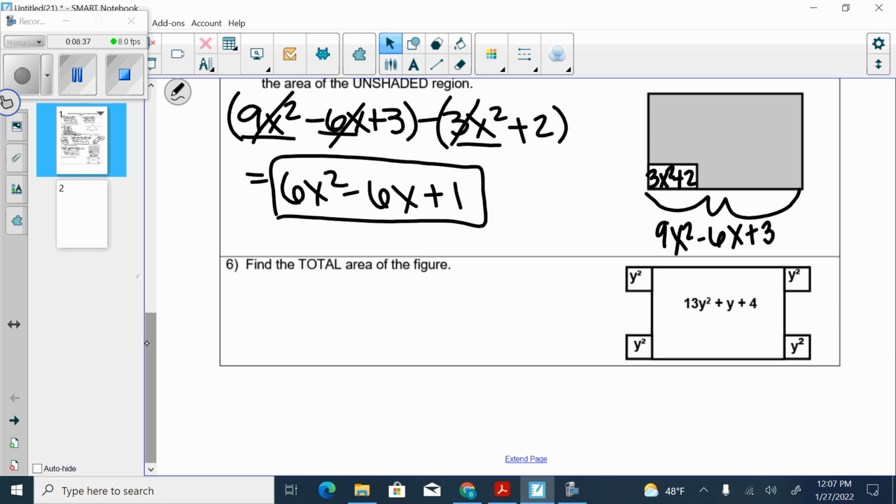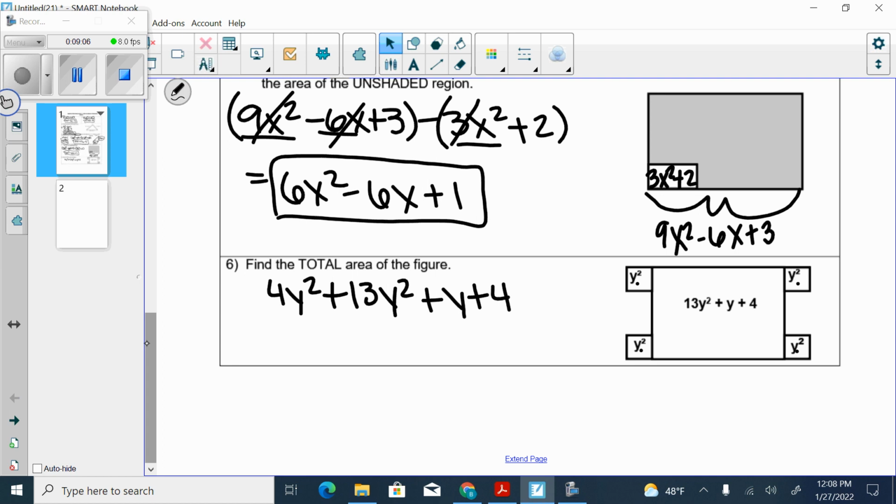All right, last one says to find the total area. It told us the area of all the pieces. They want to know the total. What are we going to do? Just add them all up. Okay, so we've got a y squared here, here, here, and here. So how many is that all together? 4. So the corners are 4y squared plus the middle, which is 13y squared plus y plus 4.